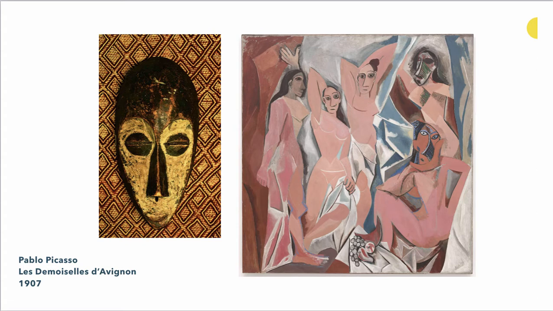Each figure is depicted in a rather disconcerting, confrontational manner, and none is conventionally feminine. The women even appear slightly menacing and are rendered with angular and disjointed body shapes. The 3 figures on the left exhibit facial features of the Iberian style of Picasso's native Spain, while the 2 on the right are shown with African mask-like features.